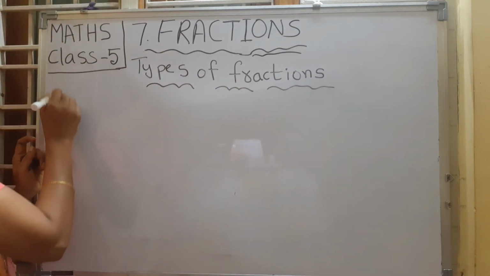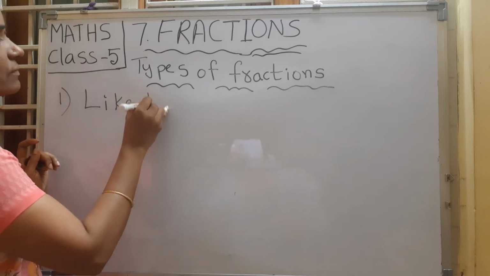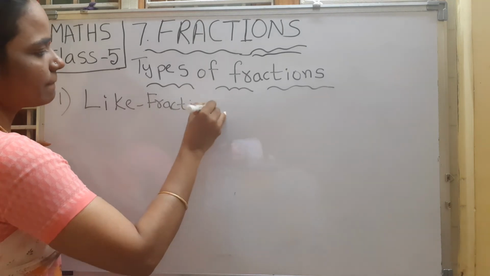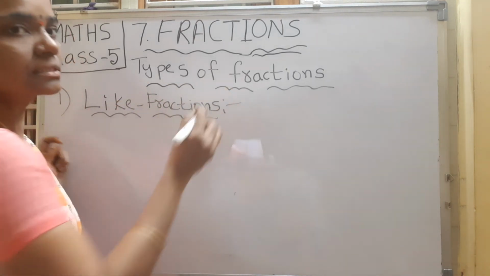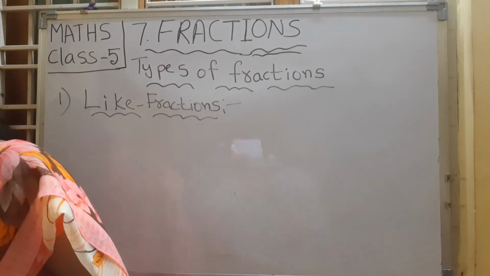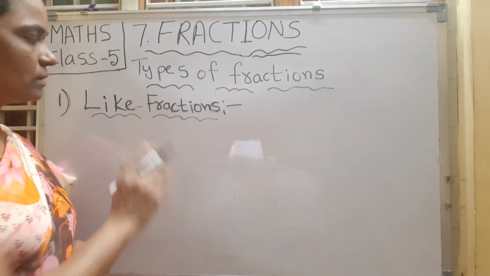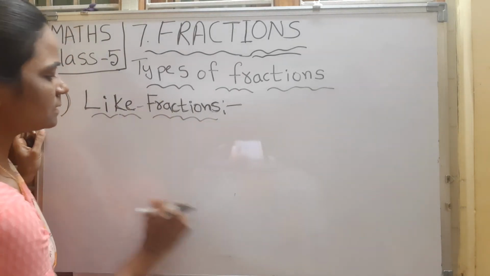So the first one is like fractions. What is the first type? Like fractions. So what are like fractions? So first take these examples, children.